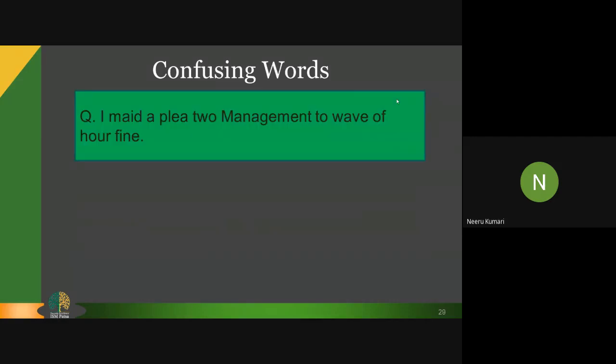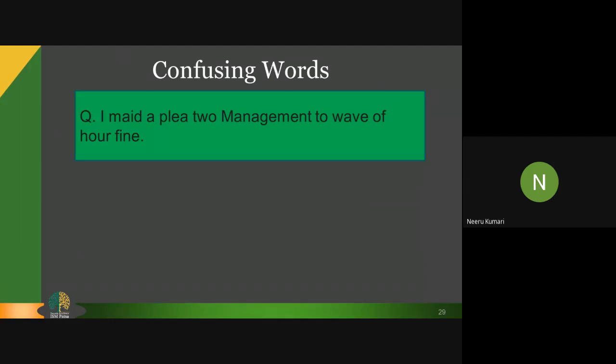I made a plea to management to waive off our fine. Now, can you correct this complete sentence and rewrite the sentence in the chat box? Rewrite the complete sentence in the chat box. Kashish, you could identify only one, but there are multiple things which are wrongly written in the sentence. I want the complete sentence to be redrafted. Can you redraft the complete sentence and give me the correct sentence in a proper way?